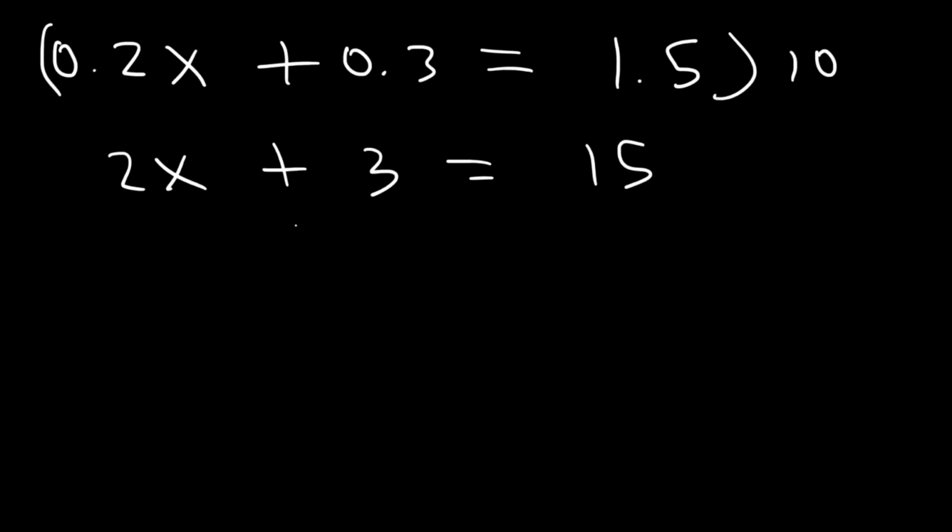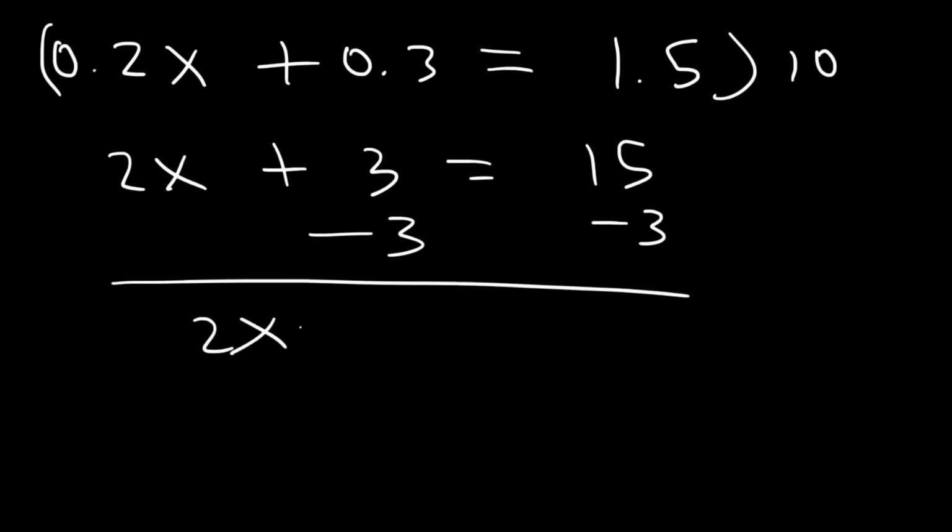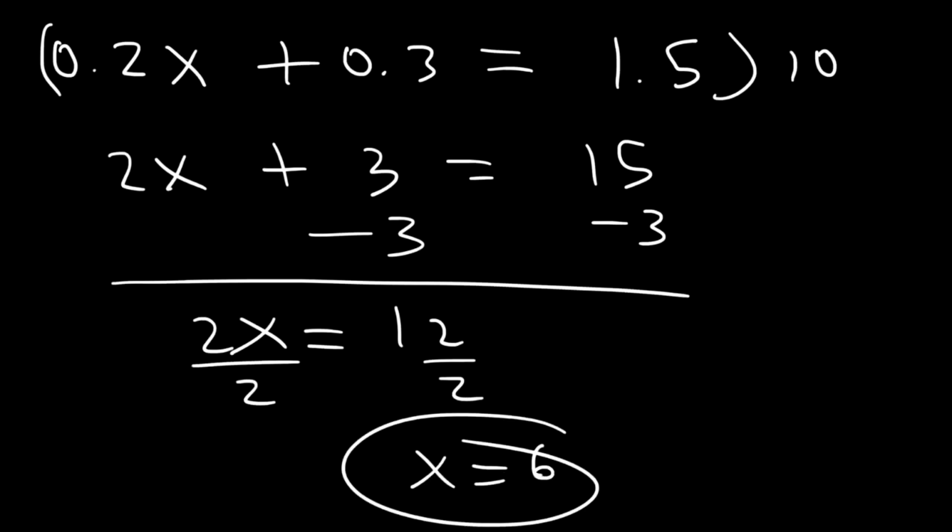And now we could solve it like any other problem. So let's subtract both sides by 3. 15 minus 3 is 12. And then if we divide by 2, we can see that x is equal to 6. Here's the last example in this video.